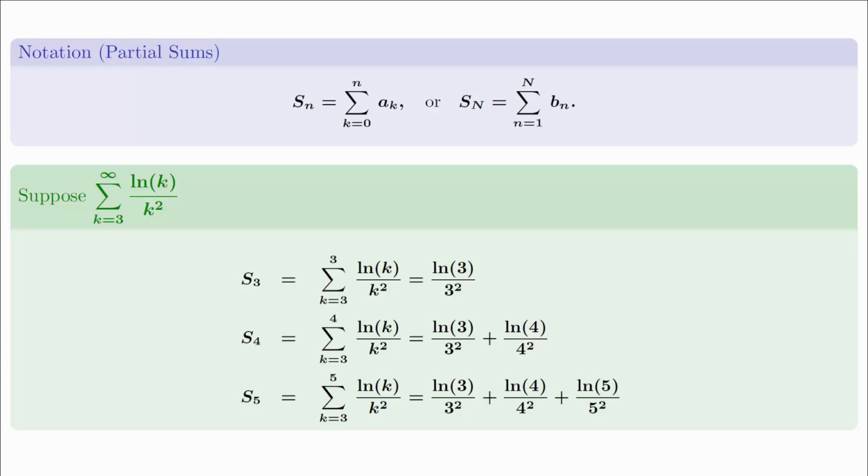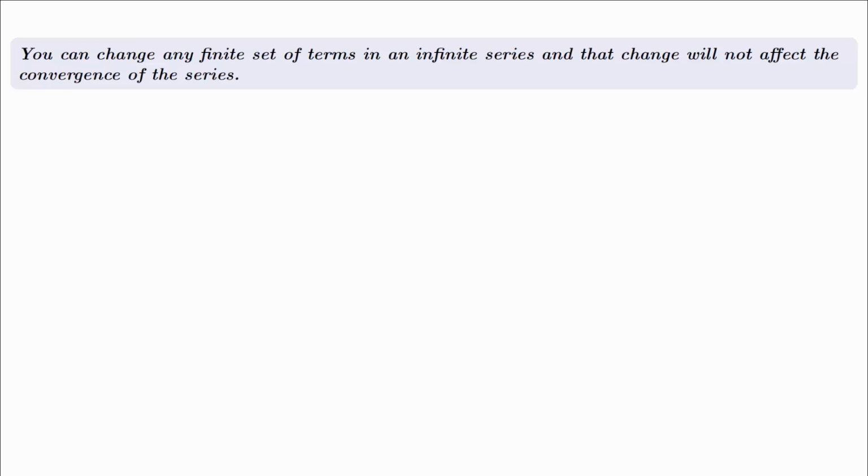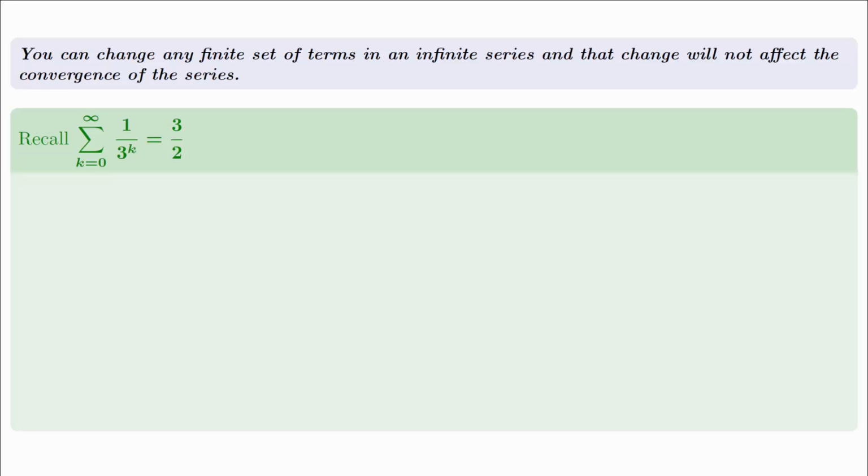Now we want to establish two fundamental results. The first says that you can change any finite set of terms in an infinite series, and that change will not affect the convergence of the series. Of course, the actual sum will be different. As an example, we know that the geometric series, summation 1 over 3 to the k, sums exactly to 3 halves. So we know the series converges, and we have actually computed the sum. Now suppose that someone changes the first 3 terms of this series and asks you whether the new series converges.